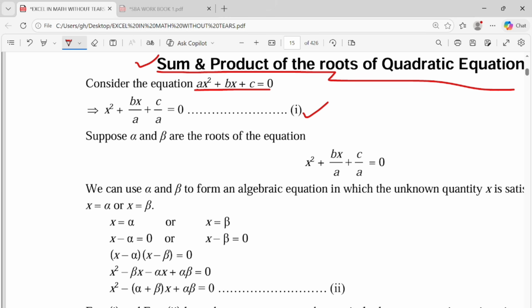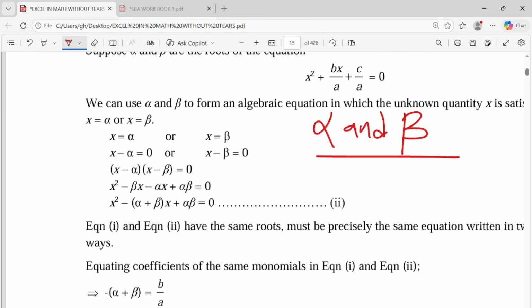So now, after coming up with that, you realize that we consider alpha and beta to be the roots of the equation. You realize that roots literally means the values of x.